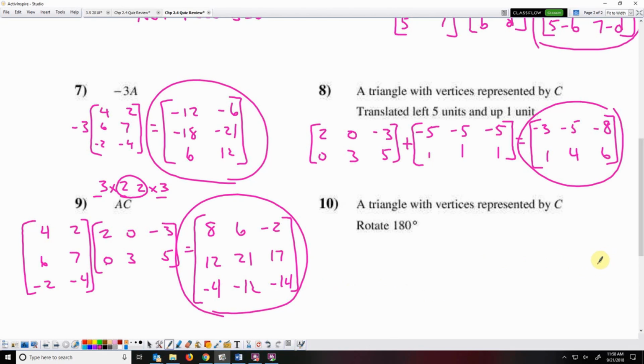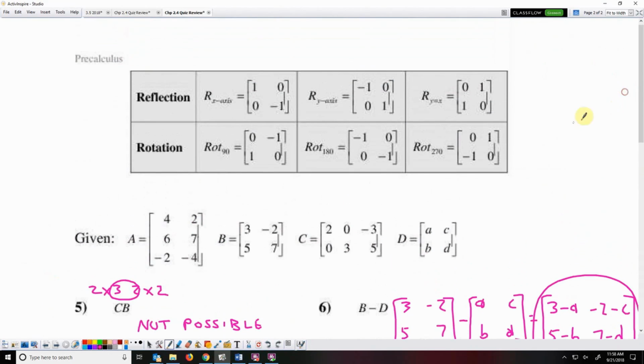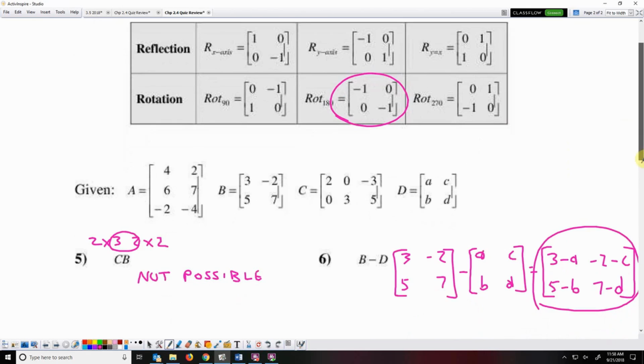A triangle represented by C rotated 180 degrees. So C is 2, 0, negative 3, 0, 3, 5. So that's matrix C, rotated 180 degrees. Rotation of 180 degrees means we multiply by negative 1, 0, 0, negative 1.